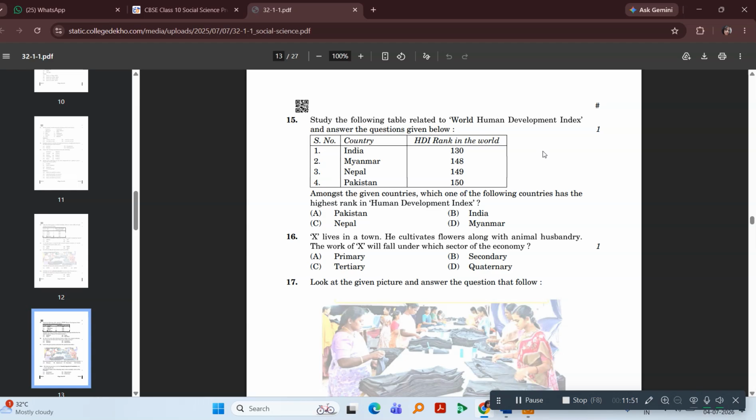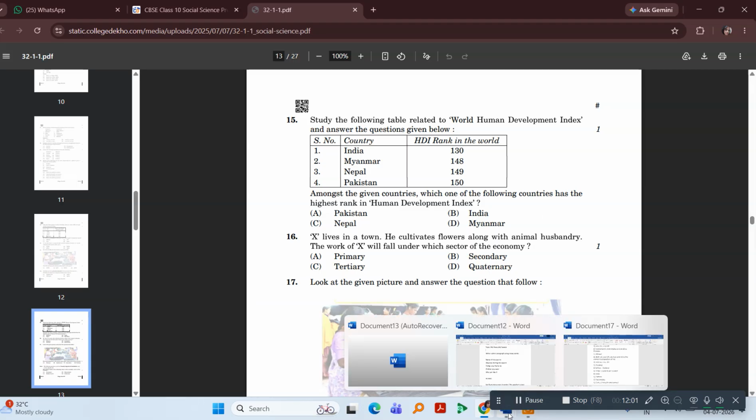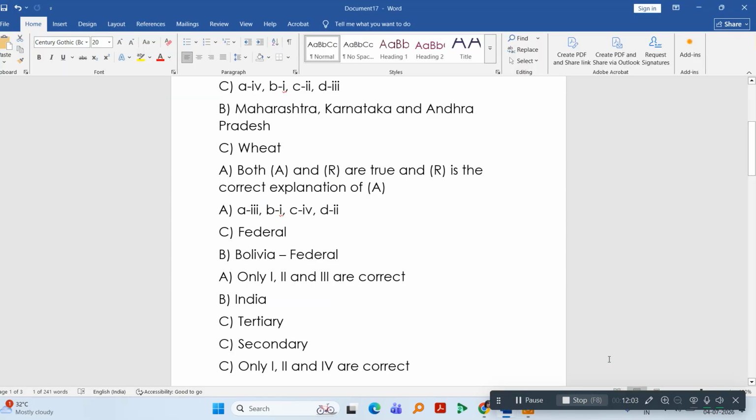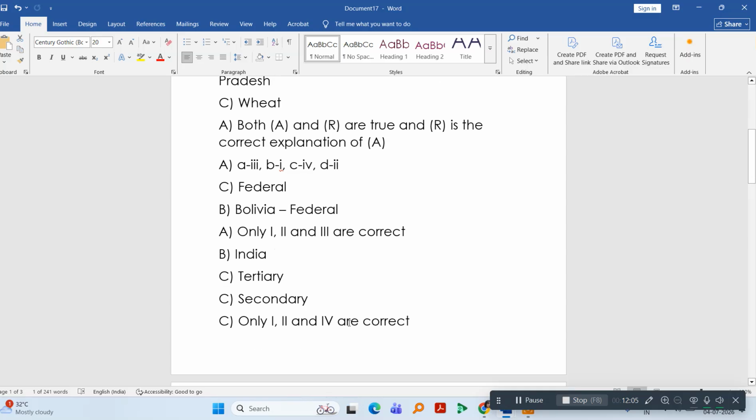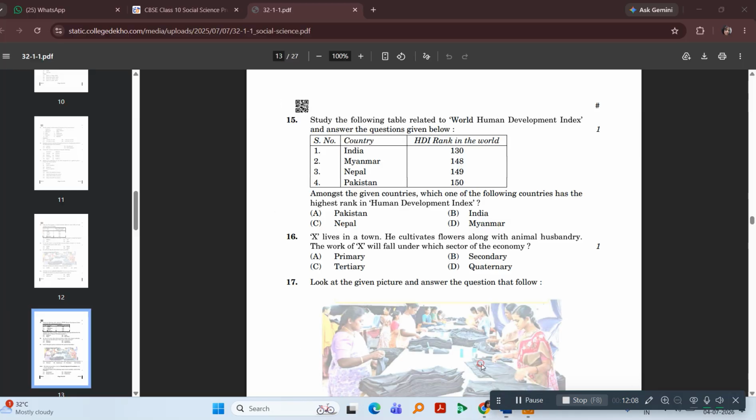So which one is the correct option among the given countries? Which one of the following has the highest rank in Human Development Index? The correct answer is India. India is the correct answer.